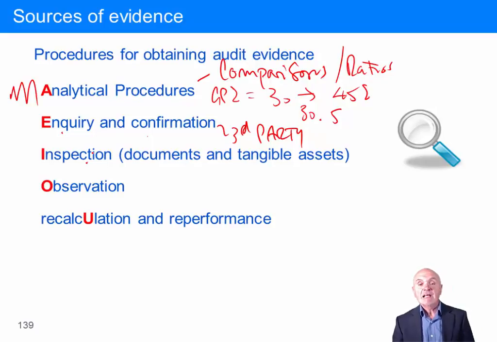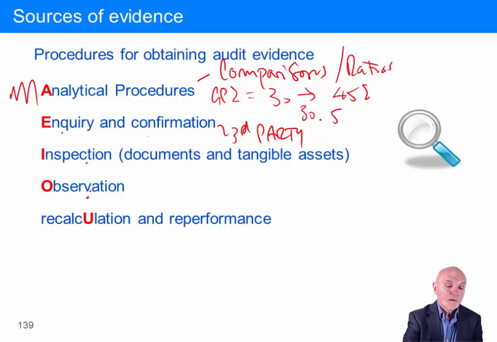We can also look at tangible assets. We can inspect, is inventory actually present? Are the non-current assets actually there? This is really, really powerful sort of evidence that the auditor can use.